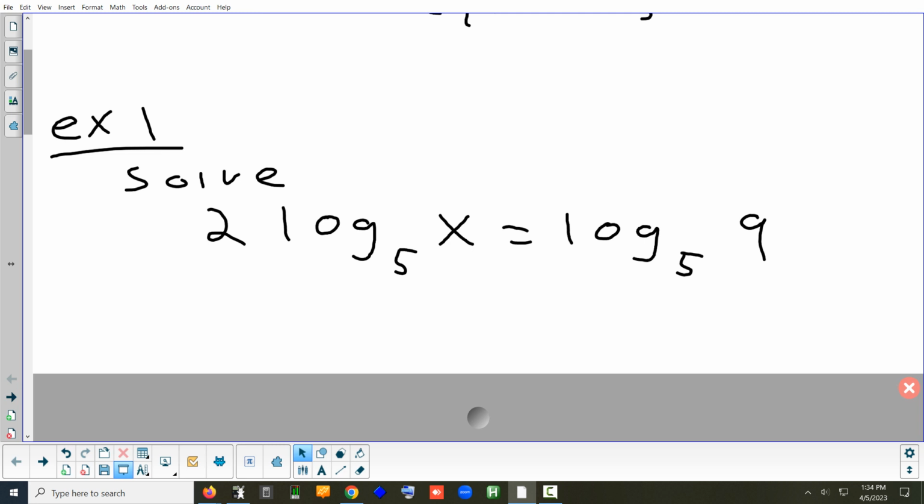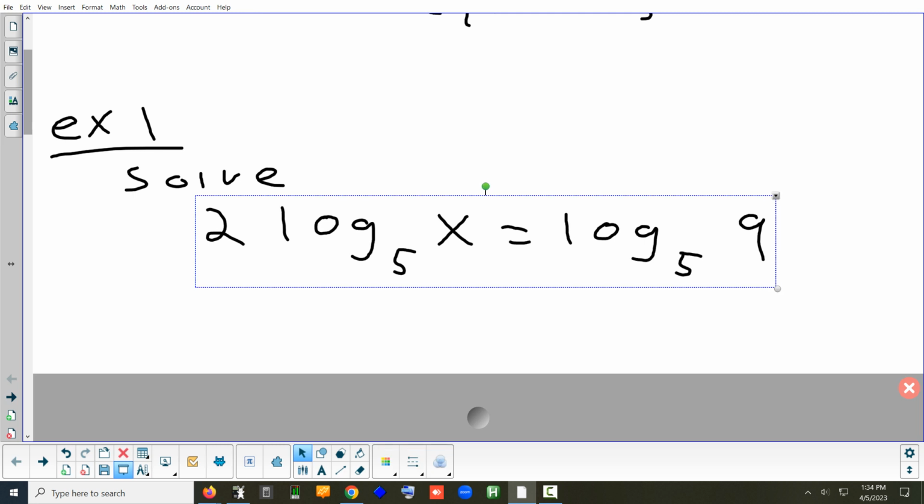All right. So let's see if we can solve this. It says 2 log base 5 of x equals log base 5 of 9. Well, there's something that's going to help us because it already matches. Right? That's what equals means. You want what's on the left to match what's on the right. What already matches? The base. Okay, if the base didn't match, this would be a lot harder problem. So, since the bases match, that's good.